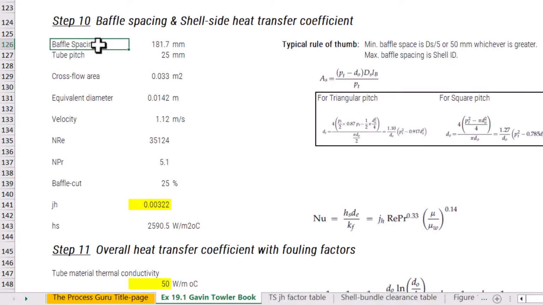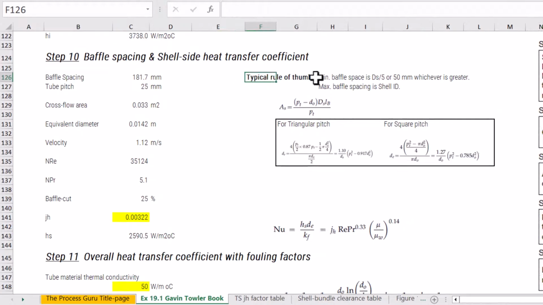So first of all, baffle spacing. For baffle spacing, there are a couple of rules of thumb: minimum baffle spacing should be Ds by 5, that is 1/5 of the shell inside diameter, or 50 mm, whichever is greater, and maximum baffle spacing is the shell inside diameter. So here we would start with 1/5 of the shell inside diameter, and we will go ahead. Then tube pitch is calculated, then cross flow area. There is a dedicated formula to calculate cross flow area.